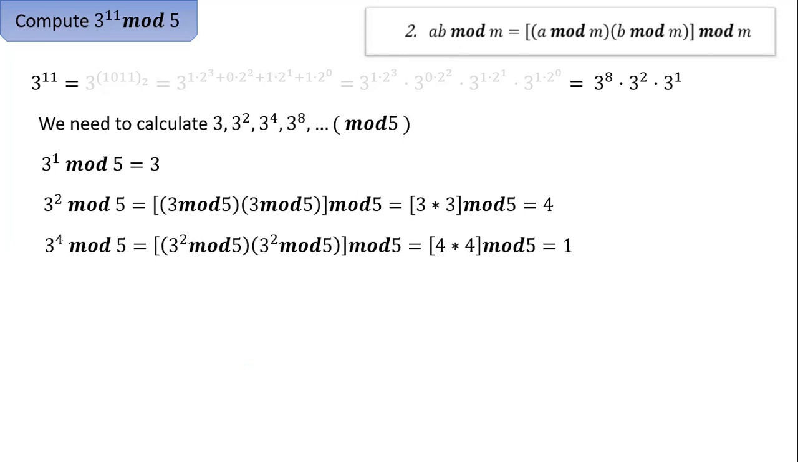3 to the 4th. Now we start to be able to leverage the advantage here. I rewrite 3 to the 4th mod 5 as 3 squared mod 5 squared, where I've already determined 3 squared mod 5 in the previous step to be 4. So I can immediately replace that with a 4. So instead of looking at 3 to the 4th mod 5, I'm looking at 16 mod 5.